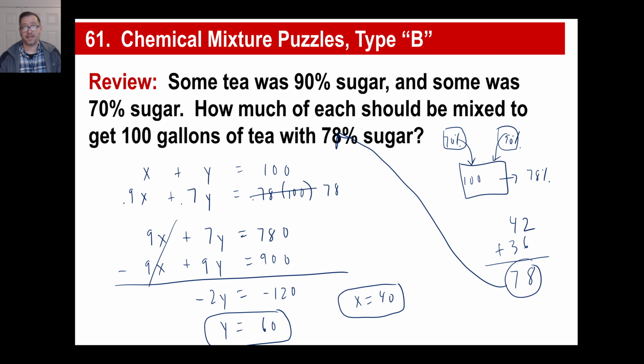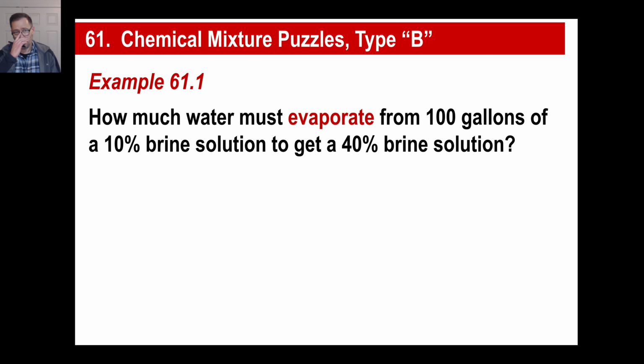Okay, let's look at the second type we're going to do, and you can write this down in your notes if you want to. How much water must evaporate from 100 gallons of a 10% brine solution, brine is salt, to get a 40% brine or salt solution? Okay.